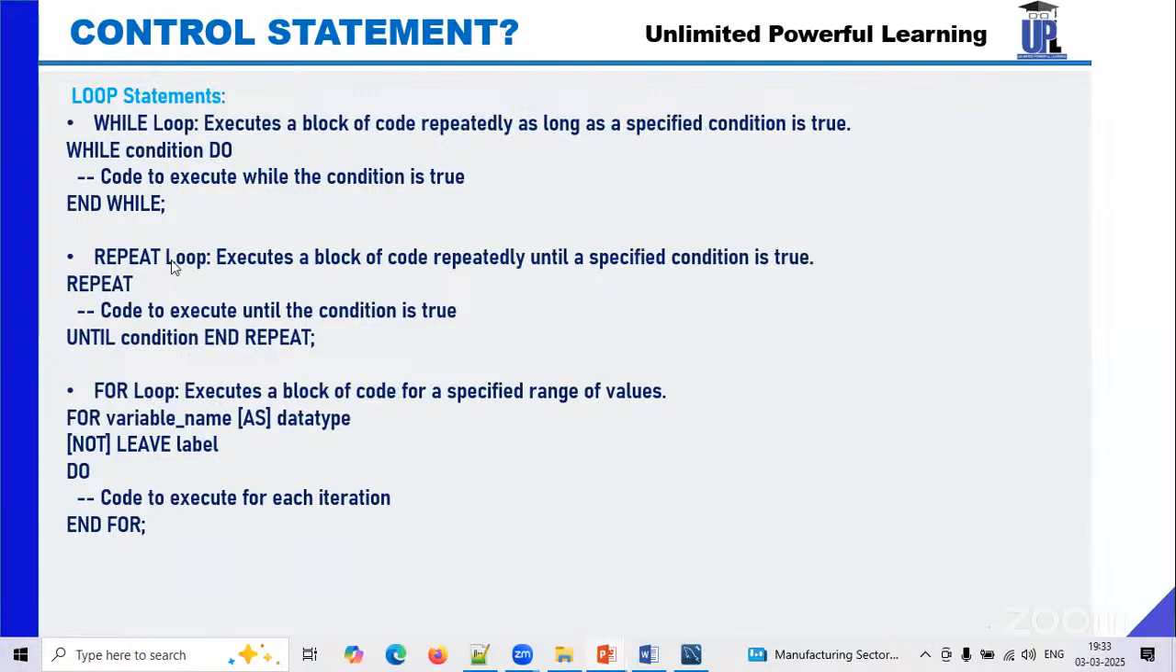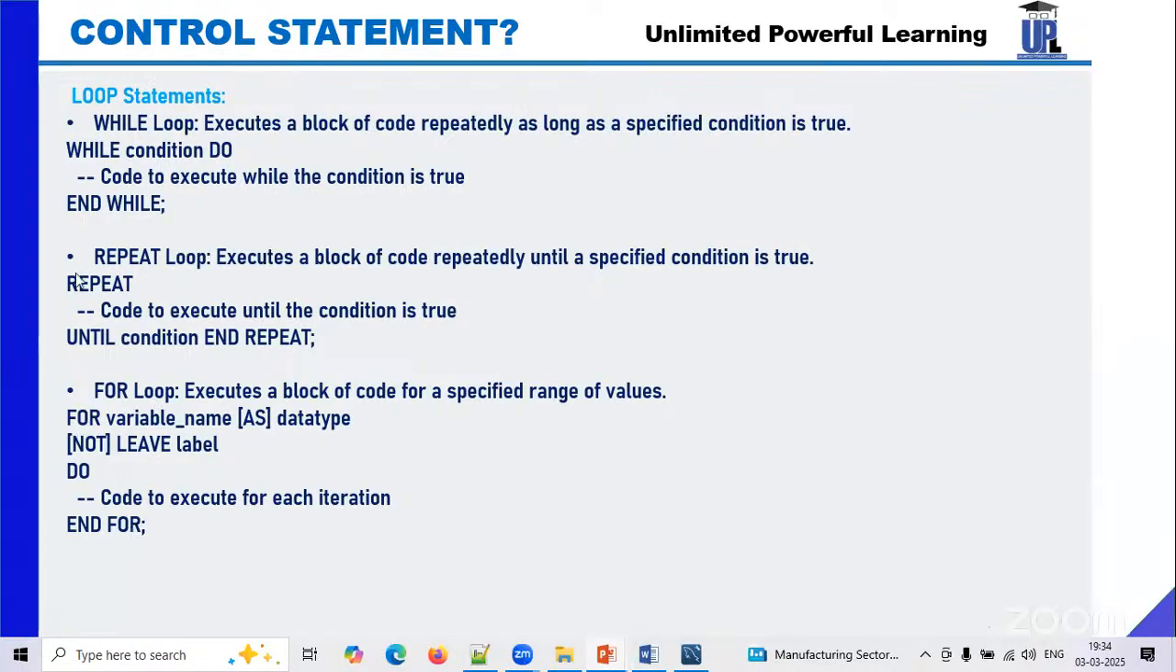And similarly, we have a looping construct. We have the while loop also: while condition do, end while. Similar to that, we have a repeat statement, repeat loop: repeat until when condition end repeat. Similarly, the for loop: for variable as data type. If I want to exit, that is called a leave label. We will be using this do, end for, and then you will be able to understand this.